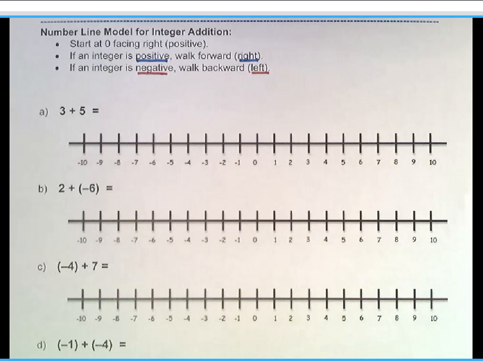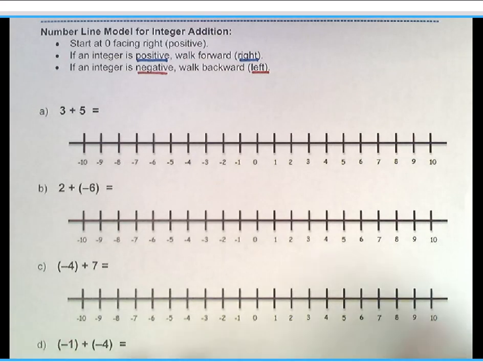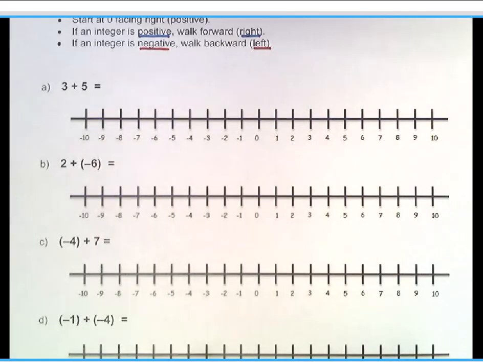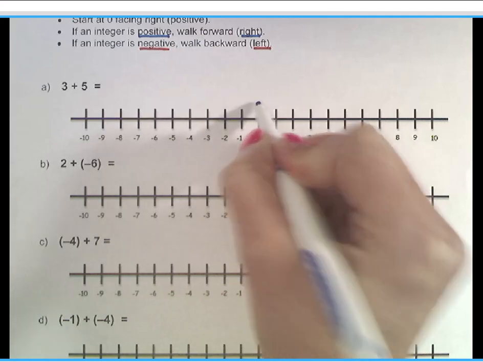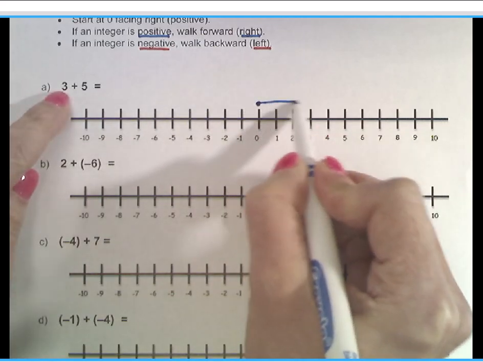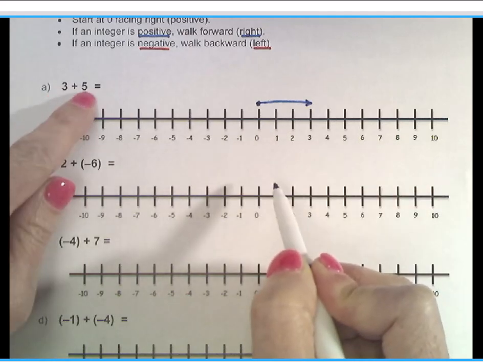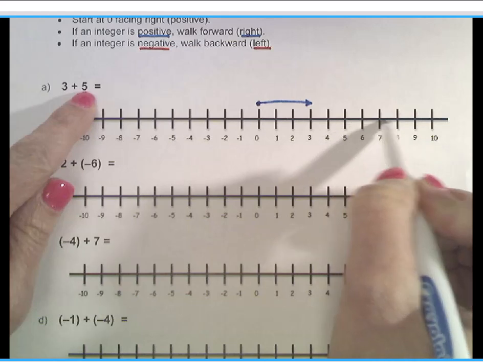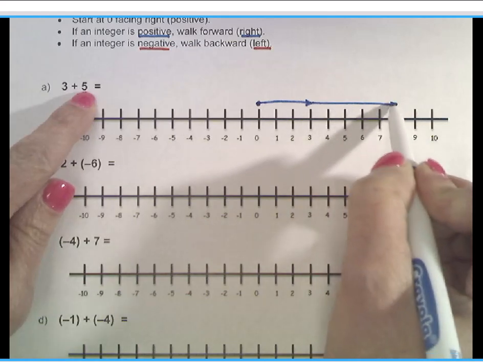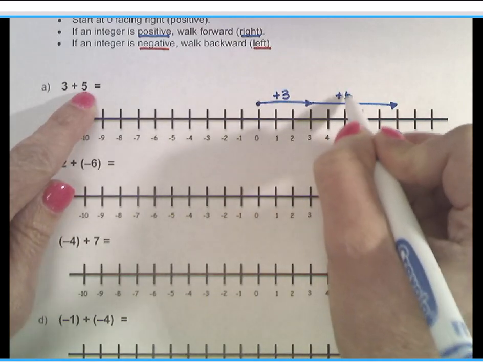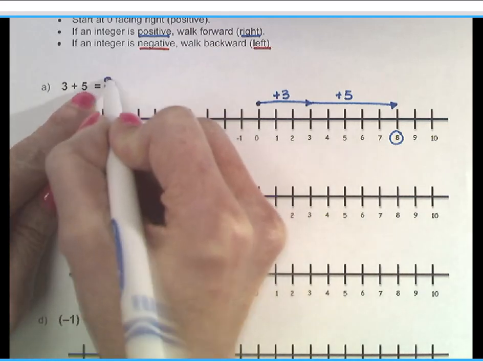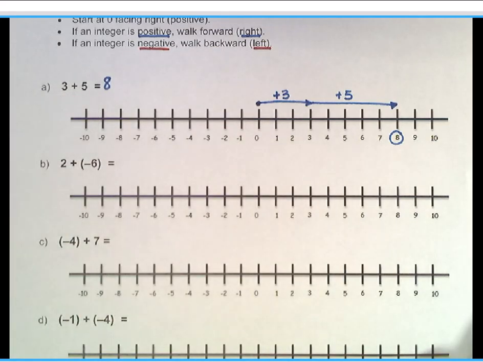So I'm going to draw it first, and then I'm going to model it with a little stick man, where it's like a person actually walking. So if we have 3 plus 5 that we want to do, both of those are positive. I'm going to start right here at 0, and I'm going to go to the right 3, and then from there I'm going to go 5 more. So 1, 2, 3, 4, 5. I'm going to end up here at 8. So we went plus 3 and we went plus 5, and we end up at 8. So the answer to this one would be 8. Everything's positive. That's a nice easy problem.